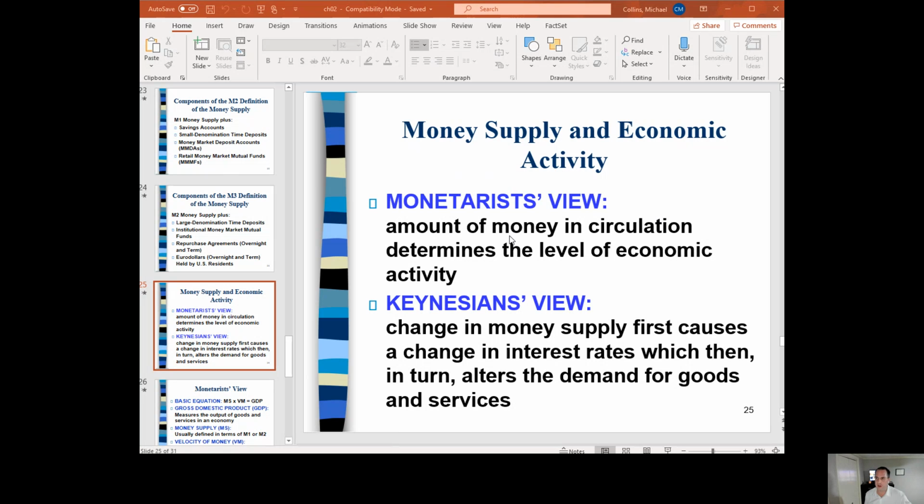We're not there yet. That's like a concern conservatives have at the moment. I mean, conservatives from the economic perspective. But for the last 25 years, we've heard economic conservatives worry about inflation, and it has not appeared in a meaningful way. The Keynesian view is changing the money supply first causes a change in interest rates, which then in turn alters the demand for goods and services. I probably lean more on the Keynesian view.